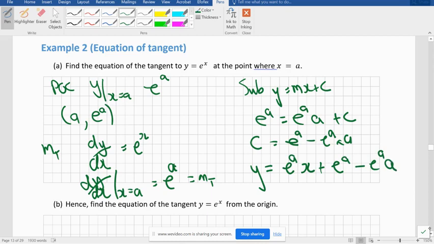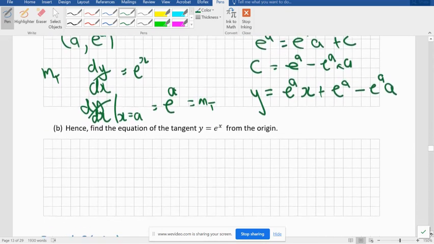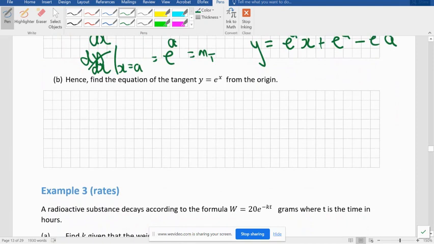All right. Now, next one's a real toughie. All right. Hence, find the equation of the tangent to y equals e to the x from the origin. I think the actual hardest part is trying to understand what the heck the question's asking, really.